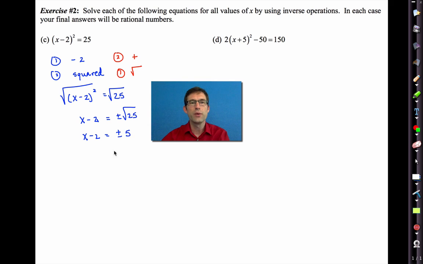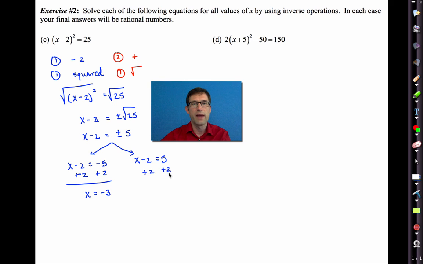Now what in the world do we do with this? Well, kind of like the zero product law, this really means we have 2 equations now to solve. We have x minus 2 equals negative 5, and we have x minus 2 equals positive 5. We can now solve this one by adding 2 to both sides and gets me x equals negative 3. And we can solve this one by adding 2 to both sides and getting x equals positive 7.